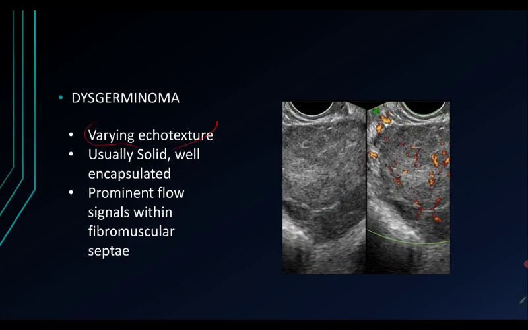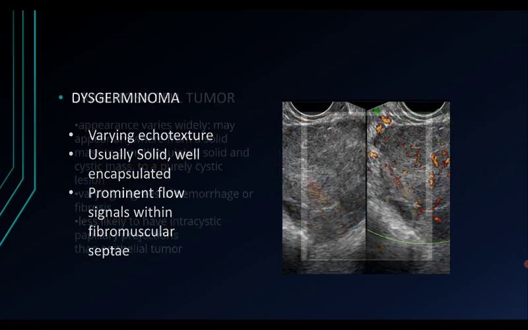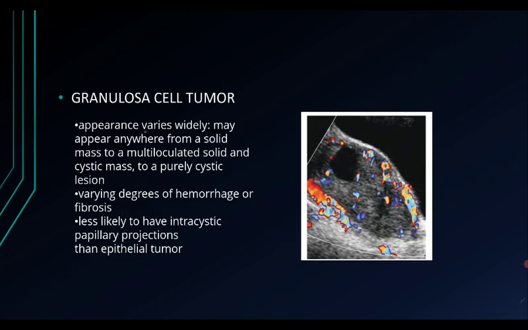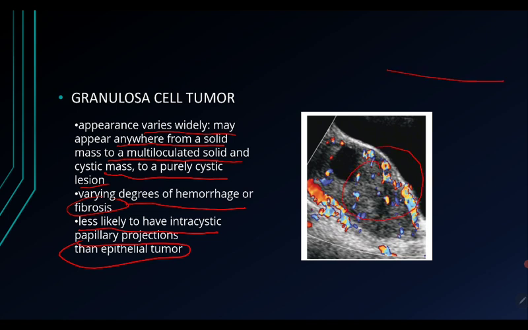Dysgerminoma has a variable texture, usually solid and well encapsulated. This is a well encapsulated solid mass with a prominent flow signal with fibrovascular septae. These are the fibrovascular septae with prominent vascularity. This is a granulosa cell tumor, which may appear very widely, anywhere from a solid mass to a multilocular solid cystic mass, or a purely cystic lesion, with varying degrees of hemorrhage and fibrosis, less likely to have intracystic papillary projection than epithelial tumor. This has complete vascularity.